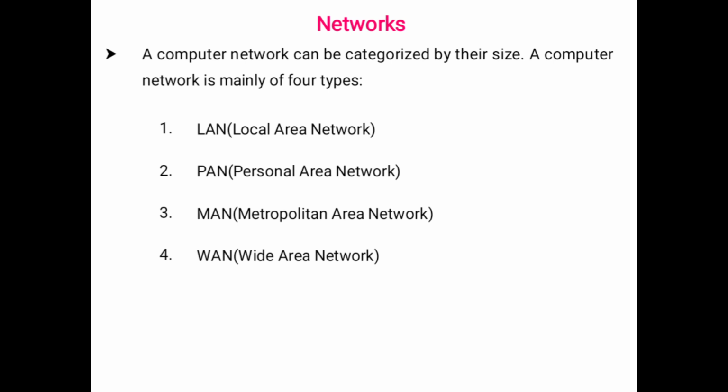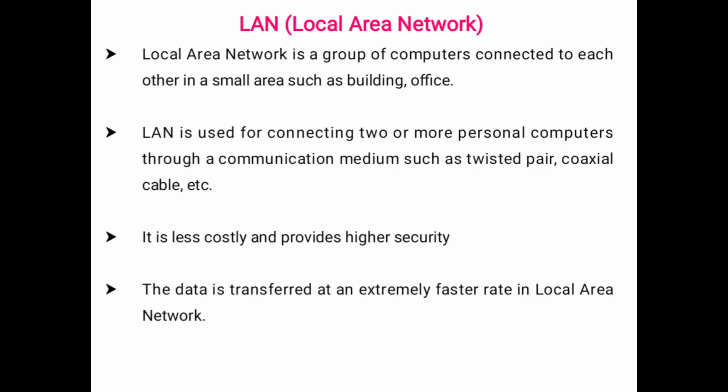A computer network can be categorized by its size. A computer network is mainly of four types. The first one is a LAN, that means local area network. Second one, PAN, personal area network. Third one, MAN, metropolitan area network. And the final one is a WAN, wide area network.